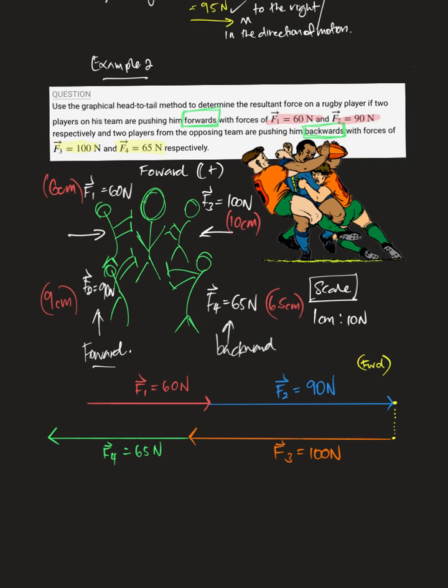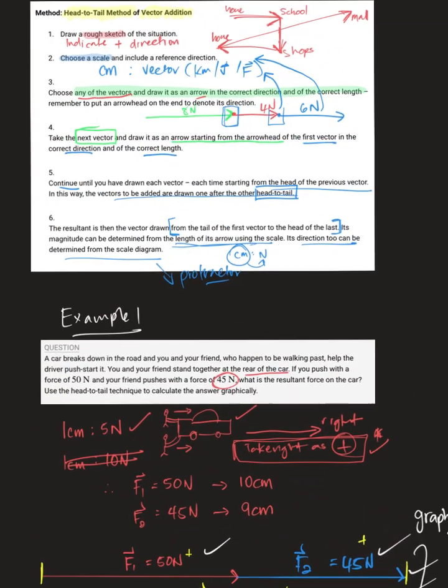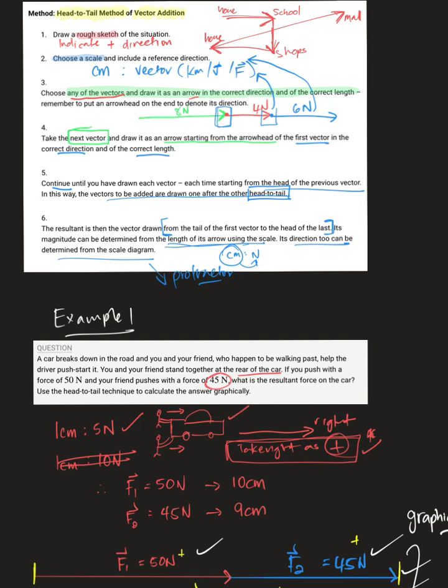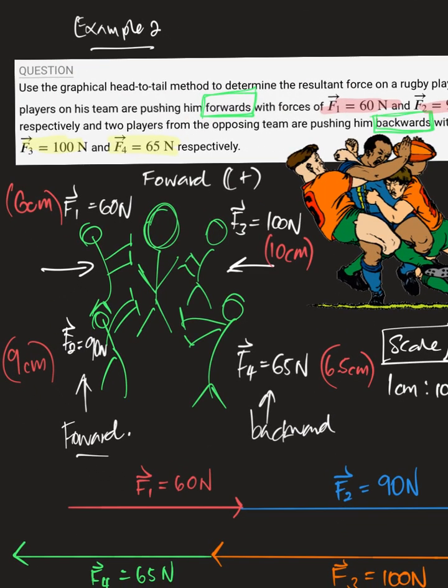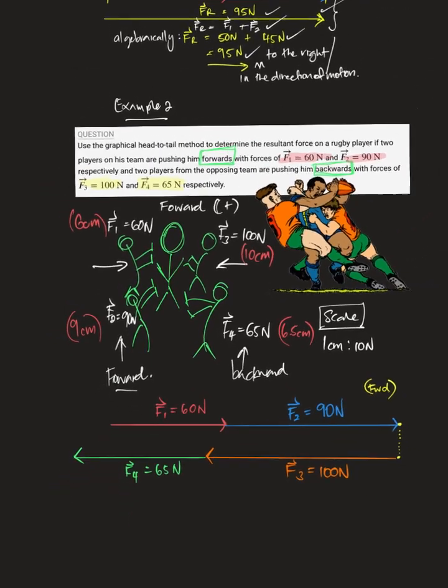Forwards or backwards? Right? Now, your F rays. Remember what they say. When we draw the F rays, it must be from the tail of the first vector to the head of the last. Right, tail of the first, head of the last. Right, let's have a look at how that's going to look now.